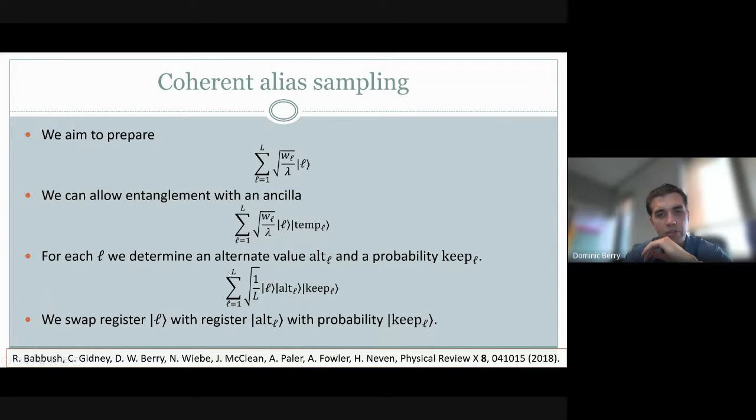So what you do is you start off preparing an equal superposition over these L's, and then you use a quantum ROM to output alternate values of L's and keep probabilities. The idea is that you're going to swap these two registers with the L and alt L according to the keep probability in a coherent way. So you're doing an inequality test with an extra register and a swap based on the inequality test. And that's like alias sampling for generating classical probability distributions.